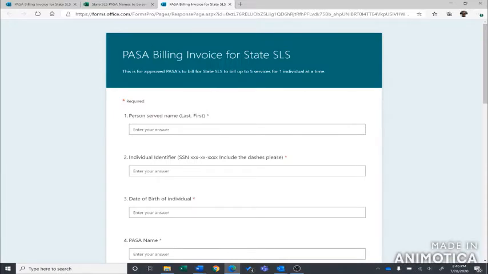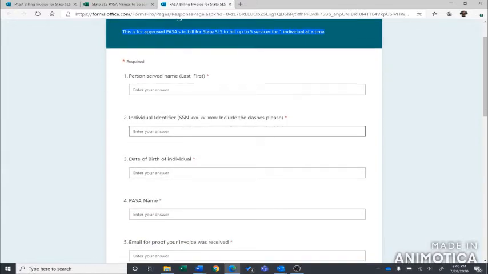Like I said, this is the PASA billing for state SLS for the resource exchange. The first thing to note is this note right here. You can bill up to 5 services for one individual at a time. Now you can only bill for one individual per form that you fill out, but you can have 5 different services that you provided on that form. So this is kind of the basics of the form.